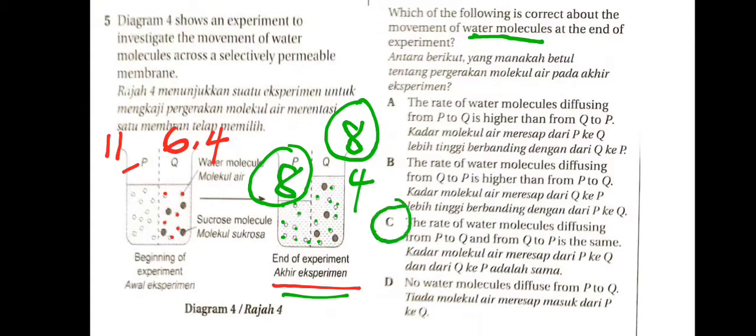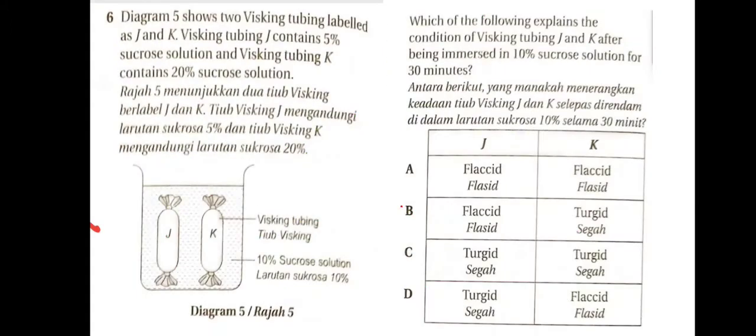So our answer is C. The rate of water molecule diffusing from P to Q and from Q to P is the same. Because the question asks about the end of the experiment, the rate of movement of water molecules at the end of the experiment. Here we see P has 8, Q also has 8 water molecules. So the rate of water molecule diffusing from P to Q and from Q to P is the same at the end of the experiment. So our answer is C. And of course D is also wrong, no water molecule diffuse from P to Q is wrong. Okay, so answer C. Next, question number 6.